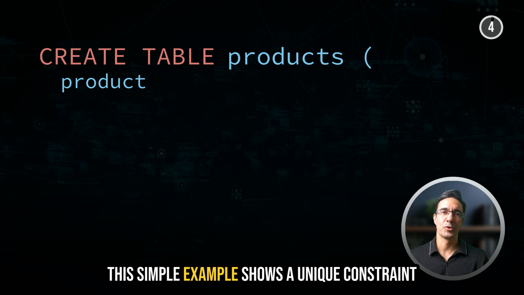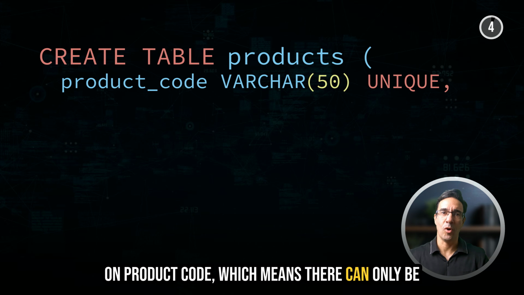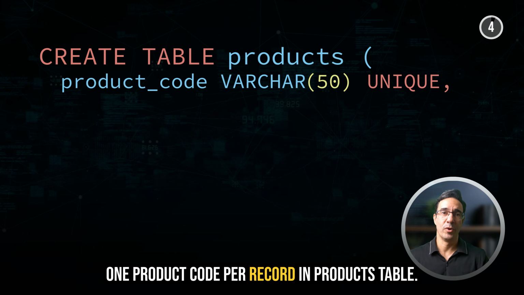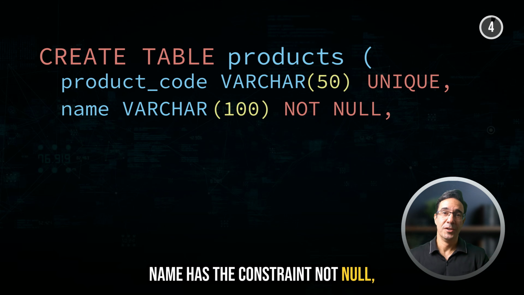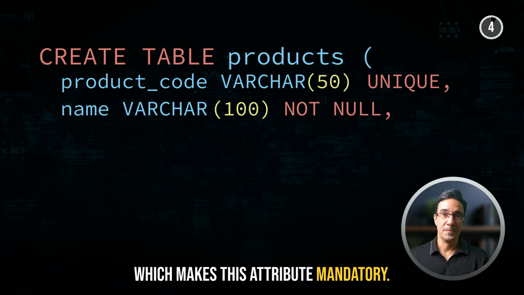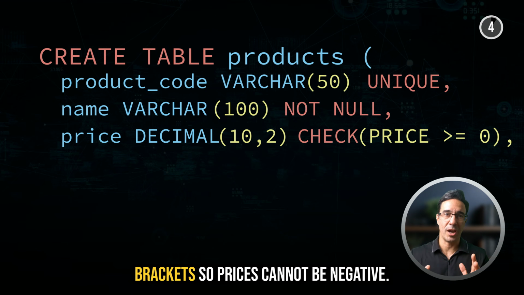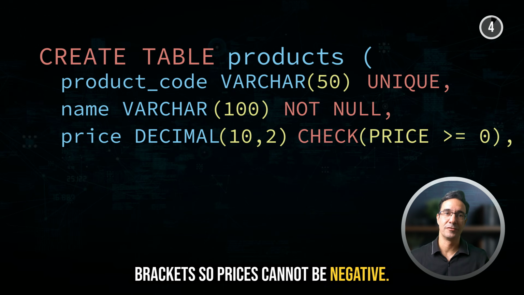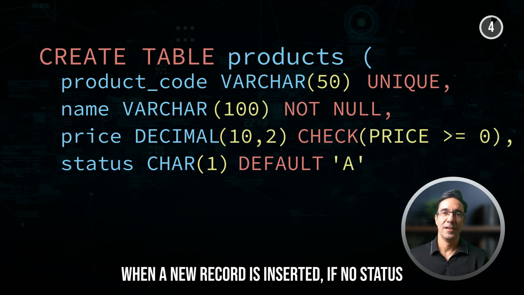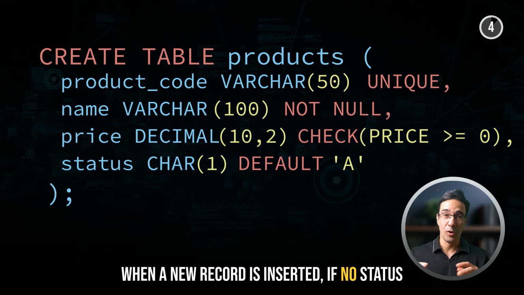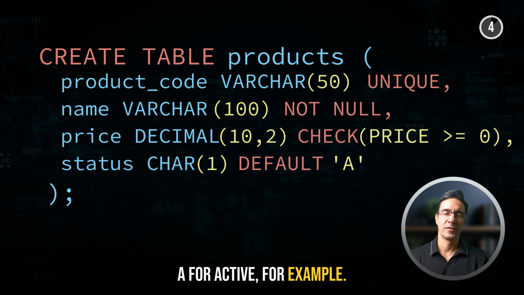This simple example shows a unique constraint on product_code, which means there can only be one product code per record in the products table. Name has the constraint NOT NULL, which makes this attribute mandatory. Price has a CHECK constraint complemented by a logic within round brackets, so prices cannot be negative. Finally, status defaults to 'A', which means when a new record is inserted, if no status is provided, the letter A will be used, A for active, for example.